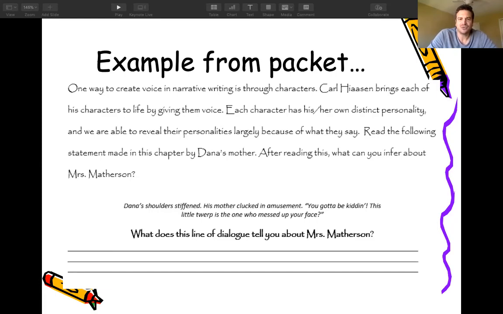Matherson. Dana's shoulders stiffened. His mother clucked in amusement. "You gotta be kidding. This is the little twerp? This little twerp was the one who messed up your face?" So what does that line of dialogue tell you about Mrs. Matherson?